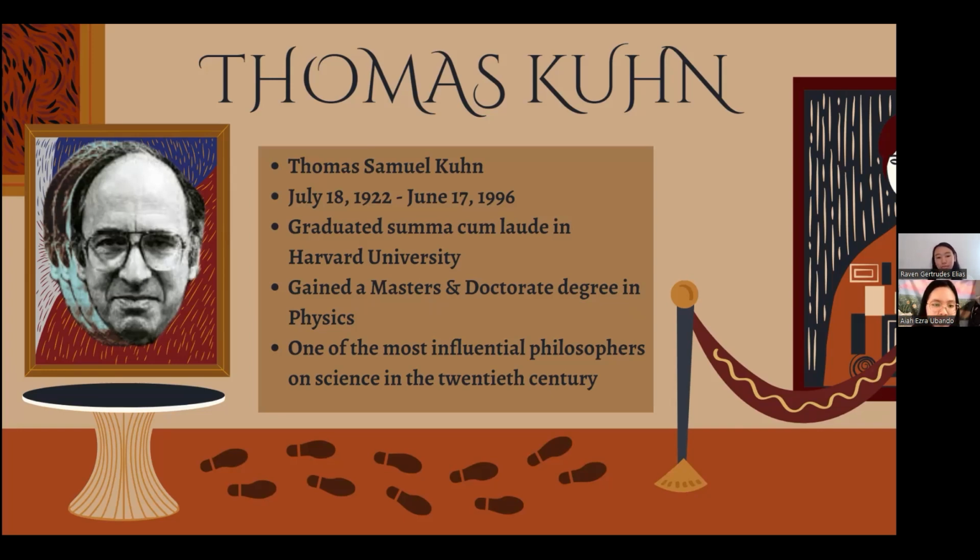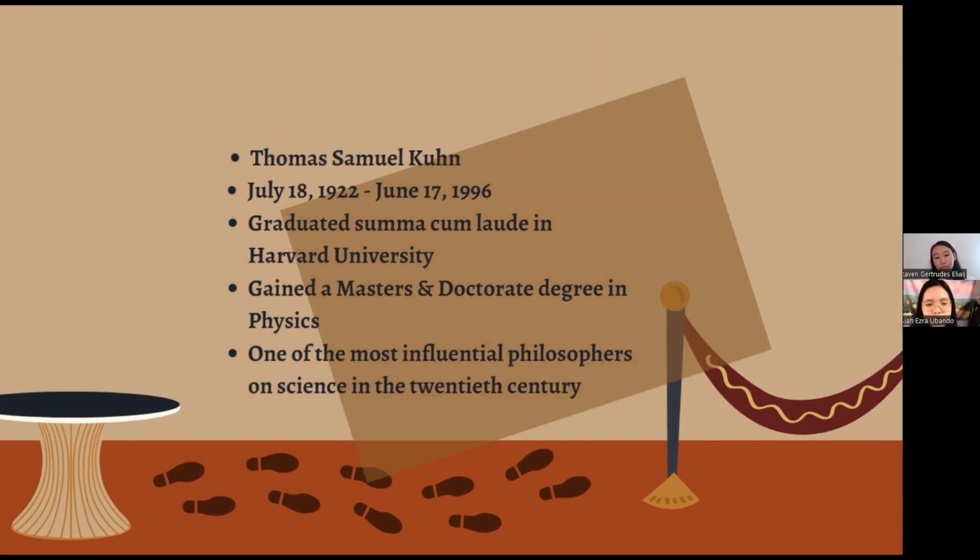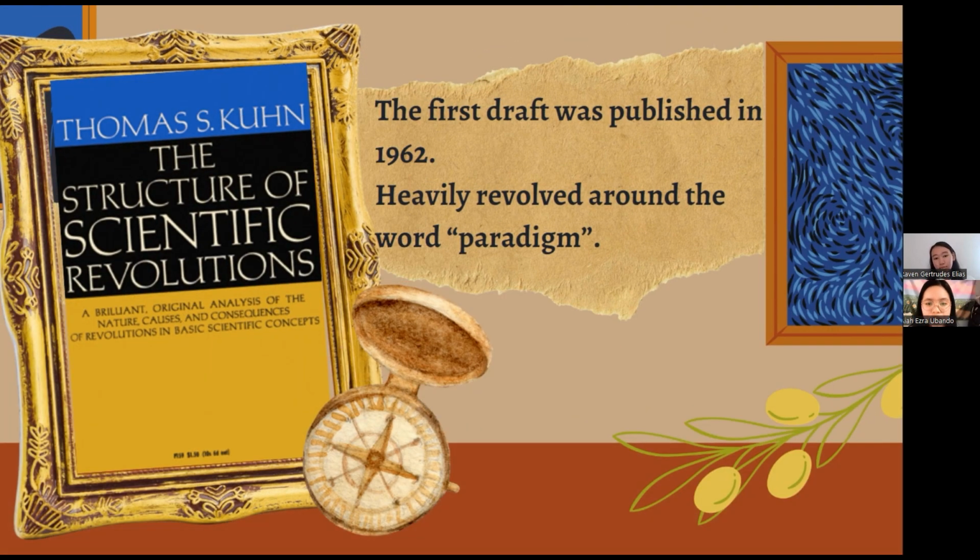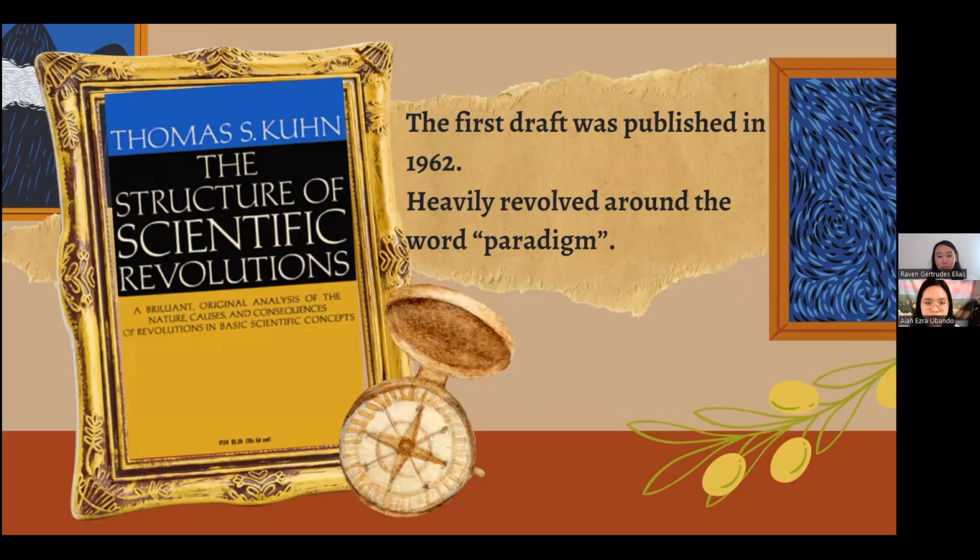The first draft was then published in 1962 in the International Encyclopedia of Unified Science, which is a series of published works that deals with the general problems of the philosophy of science. The flow of the book also heavily revolved around the word paradigm, which is a vital concept of his. To formally open the discussion of the book's main points, I would like to start off with Kuhn's alternating phases.